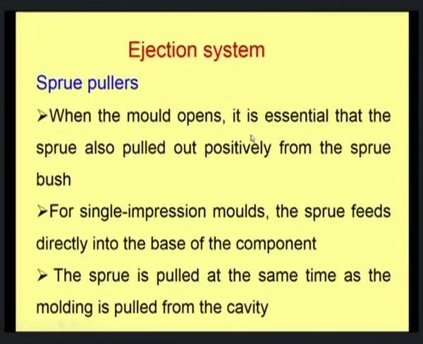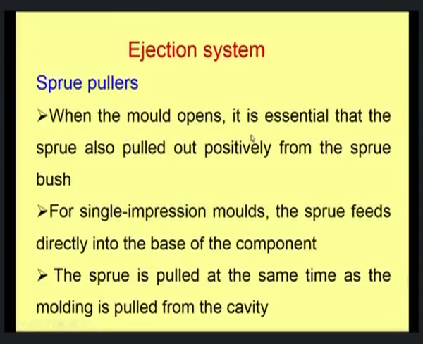Next sprue pullers. Earlier when we discussed the feed system, the feed system consists of sprue followed by runner and gate. Now once the product is ejected out, the sprue, runner and the gate are going to be trimmed out. In some of the cases the sprue could not be removed as easily, that is what we mean by sprue pullers. Then we need to make some arrangement that will remove the sprue out of the mold.